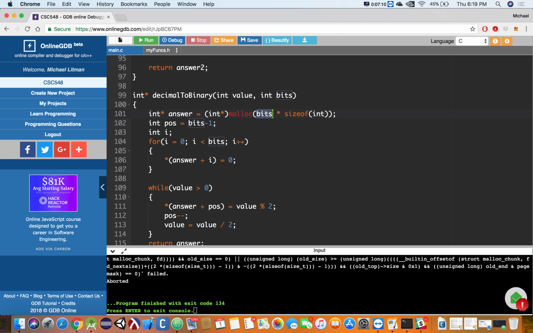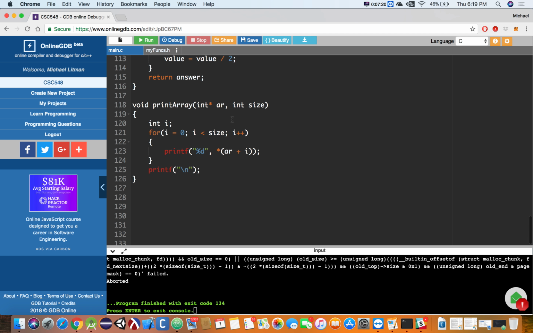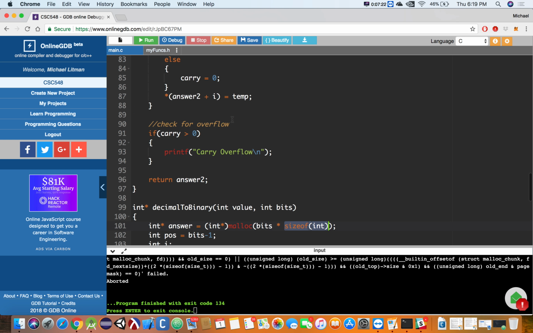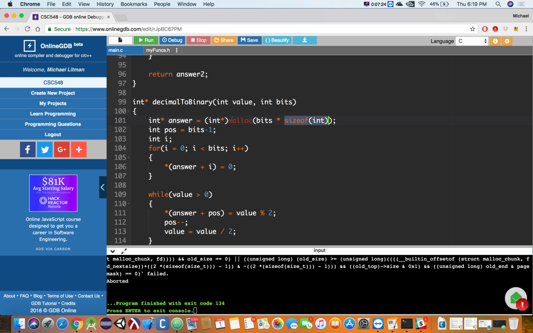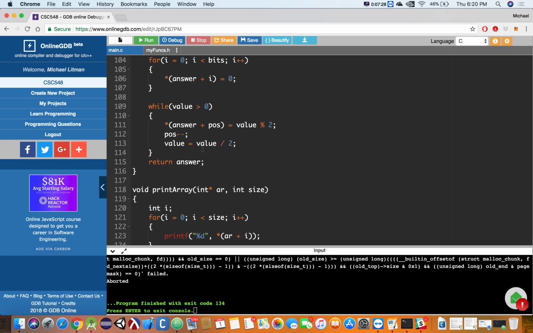This is how many bits I'm storing. I happen to be representing my bits as integers. Give me enough RAM, give me enough memory to hold that amount of stuff. All right, similarly, so that should then do decimal to binary just fine. The rest of this is just normal decimal to binary syntax.